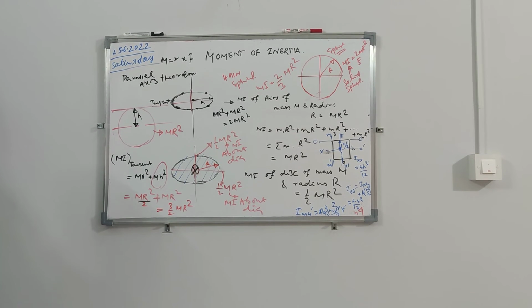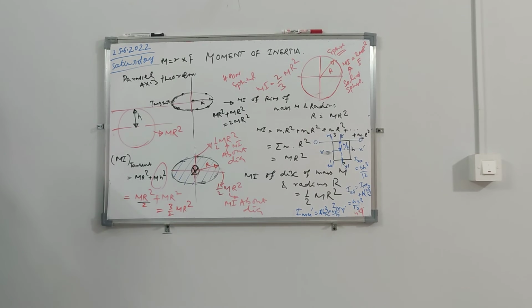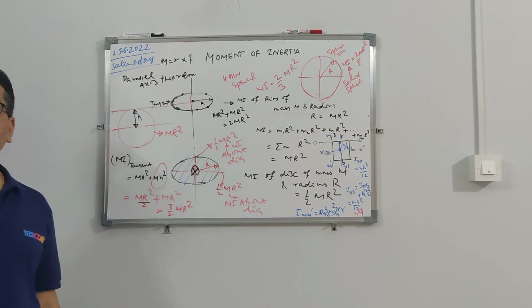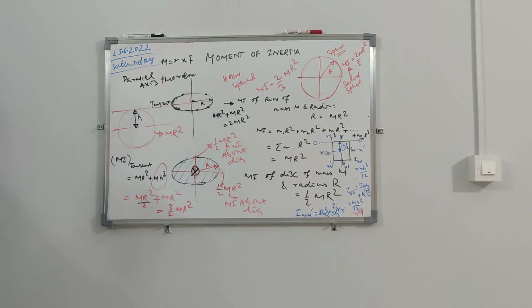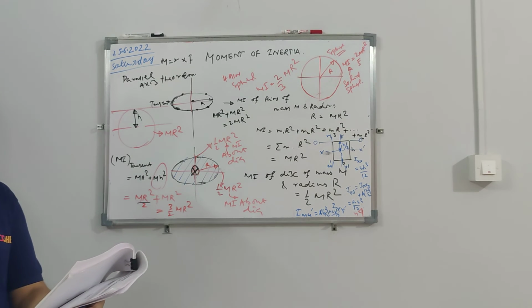So these are the two moment of inertia formulas, two important theorems in calculating moment of inertia: the perpendicular axis theorem and the parallel axis theorem.